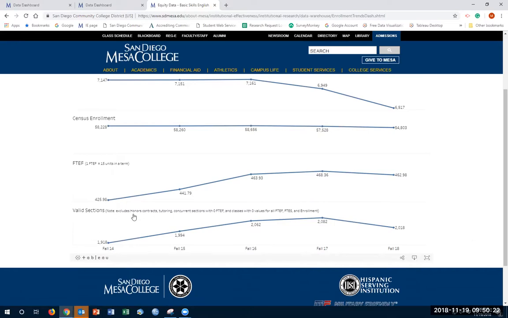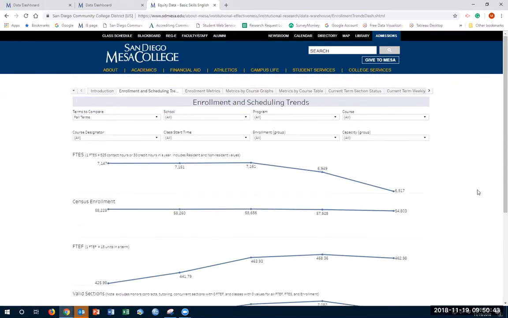So please note that we do not include honors contracts as unique sections or concurrent sections with 0 values for FTEF and enrollment. We will include the enrollments that occur in those honors contracts and those concurrent sections. They just won't be counted as a unique and valid section of its own.